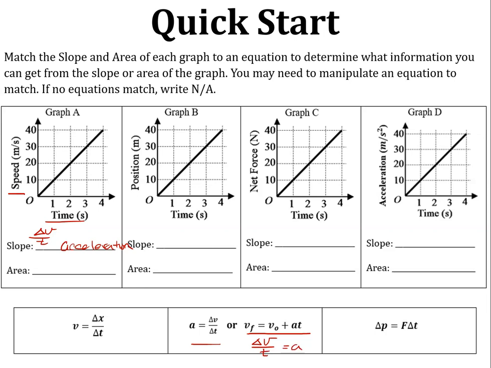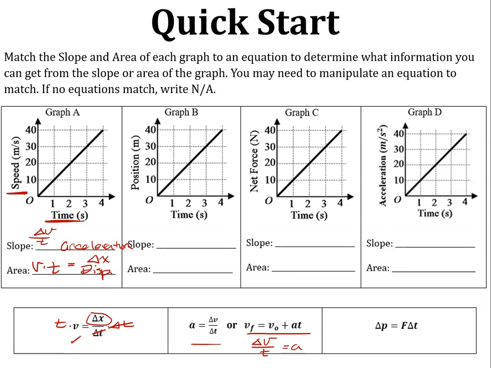For the area, I'm going to do my velocity times time. So it's velocity times time. And I need to know if any of these equations match that. So velocity times time would match with this equation. I can multiply both sides by t, and velocity times time is going to be delta x. Delta x is our displacement.